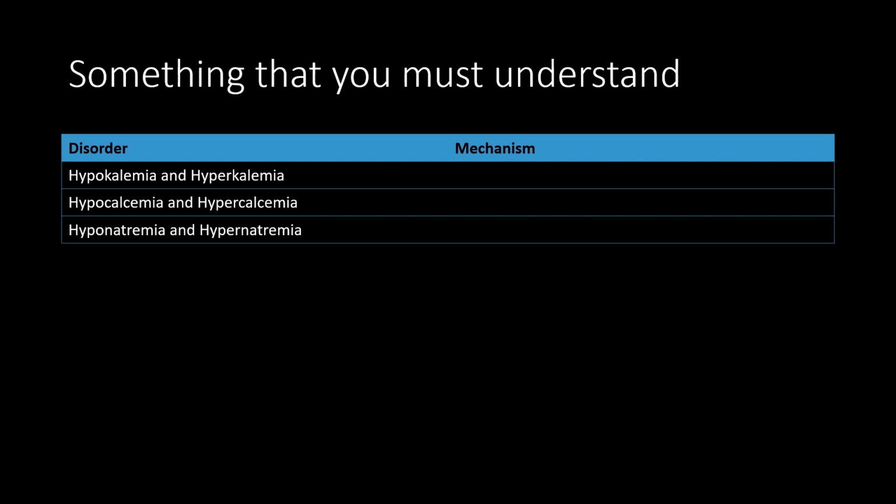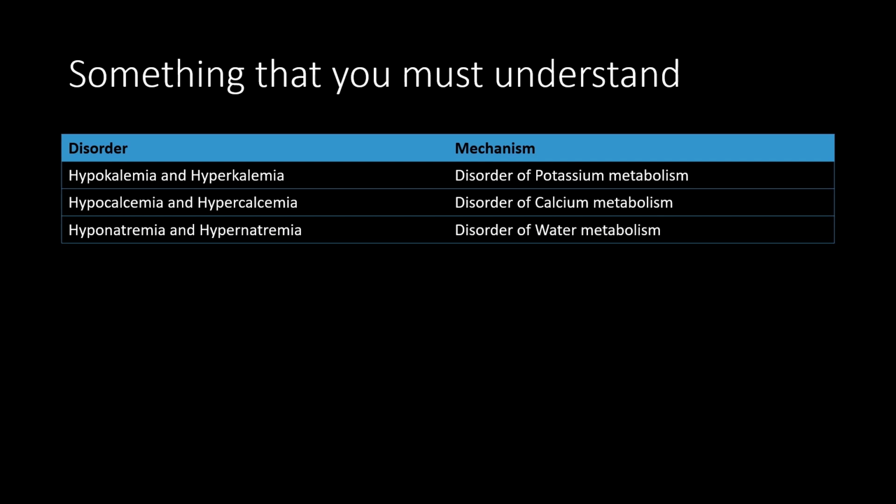So if we want to learn the abnormalities of serum sodium and how to manage and approach them, this is one basic thing that all of us need to understand. What is that? Hypokalemia and hyperkalemia are the disorders of potassium metabolism. Similarly, hypocalcemia and hypercalcemia are the disorders of calcium metabolism. You might think that hyponatremia and hypernatremia are the disorders of sodium metabolism, but that is not the case. In fact, hypo- and hypernatremia are the disorders of water metabolism.